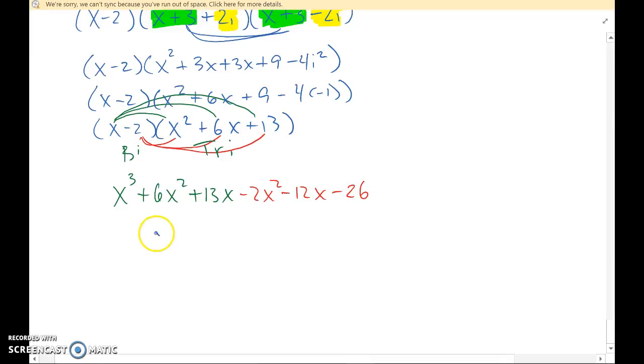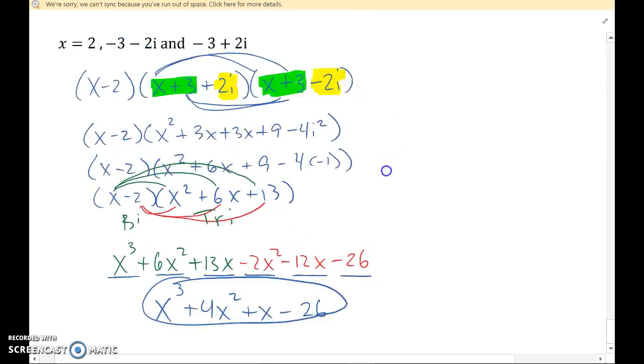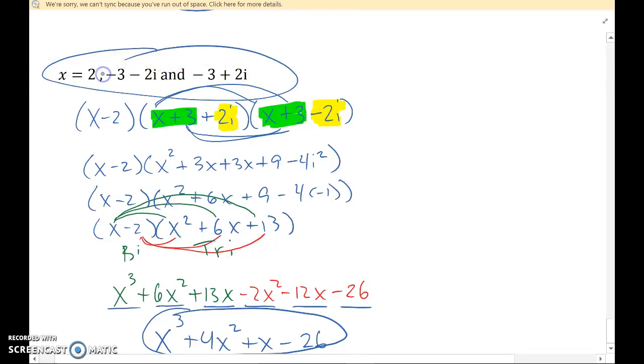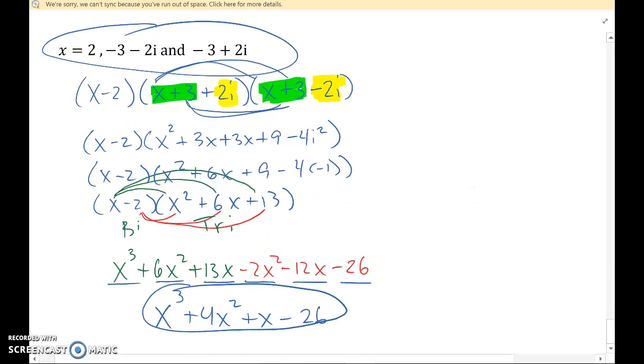So x cubed goes first. There are 2 x squared terms. We have 6x squared and negative 2x squared. And so that's going to give us a positive 4x squared. And then we have a 13x and a negative 12x, which gives us a plus x. And then our constant is at the end, minus 26. So this is our cubic that had these as the 3 roots. And so 1 real, 2 imaginary. Just remember, imaginary roots always come in pairs.